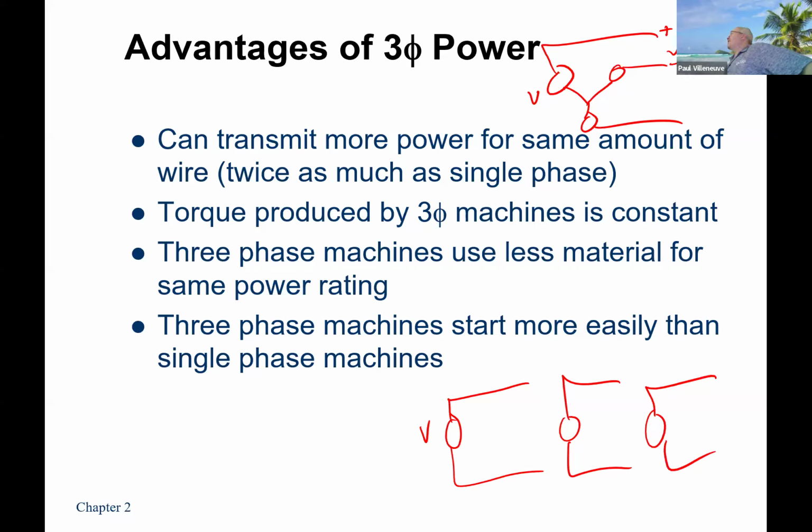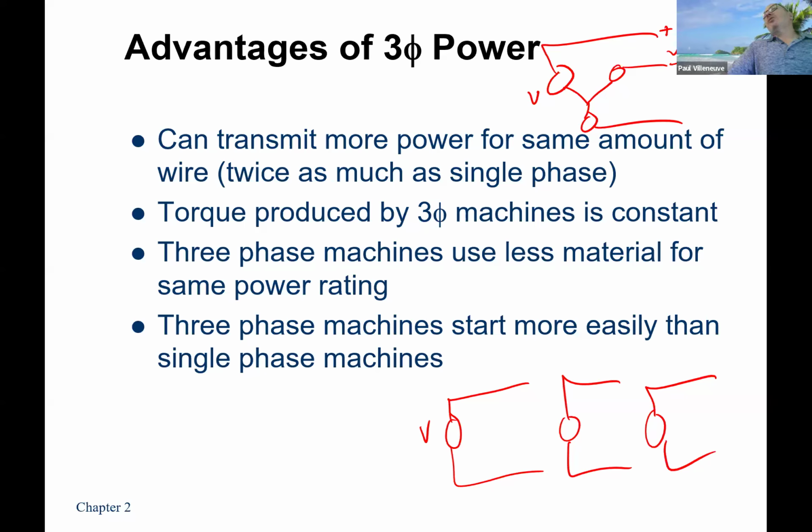Three-phase machines use way less material for the same power rating. So remember how I said three-phase machines are cheaper? There's the reason why, less copper. You need less copper to make it work. And starting a three-phase machine is, if you can, flipping the switch. You energize that three-phase machine as long as your system can handle it, meaning the voltages don't drop too much, the machine will start and get up to speed very quickly.